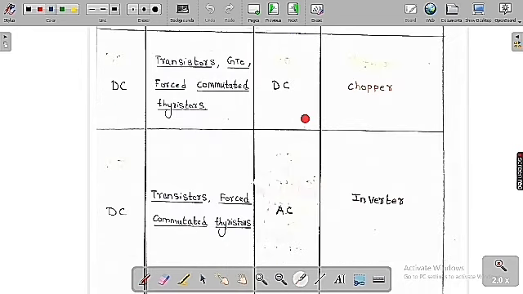So if you want to convert DC to DC with the help of transistors, GTO or force commutated thyristors, it is called the chopper. Whereas if you want to convert DC to AC with the help of transistors, force commutated thyristors, it is called the inverter. So basically rectifier means AC to DC conversion, cycloconverter means AC to AC conversion, choppers mean DC to DC conversion, and inverters mean DC to AC conversion.